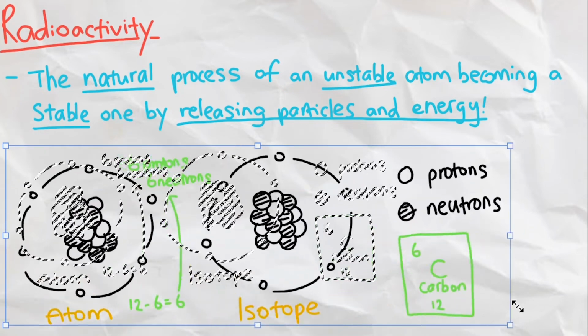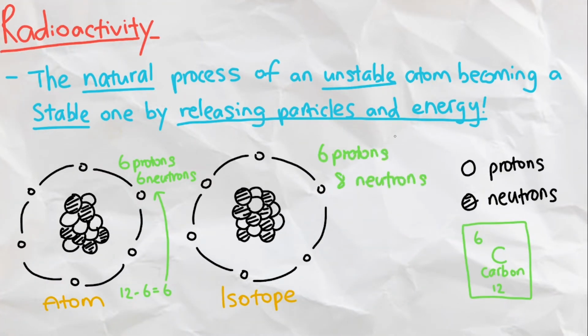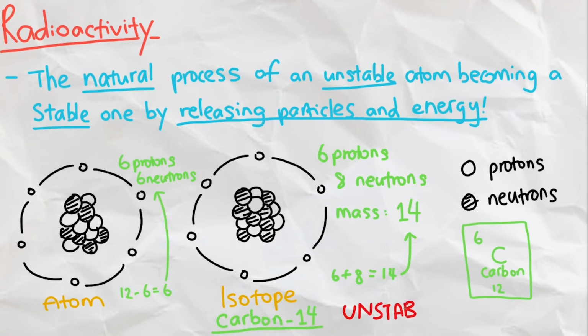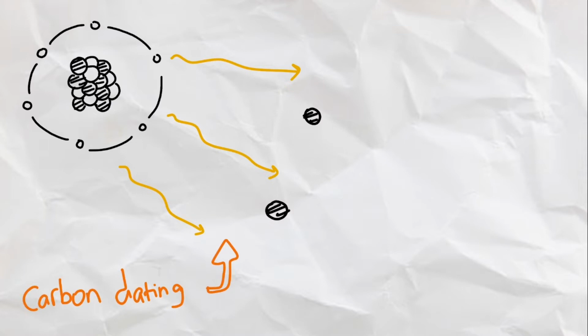However, there exist carbon atoms with 8 neutrons instead, making their atomic mass 14. They are considered isotopes of carbon, and we refer to them as carbon-14. It is very unstable and thus radioactive, as it wants to shoot out the extra neutrons and energy to become the normal carbon atoms with 6 neutrons. This property actually helps us with carbon dating, but I will cover it in another video.